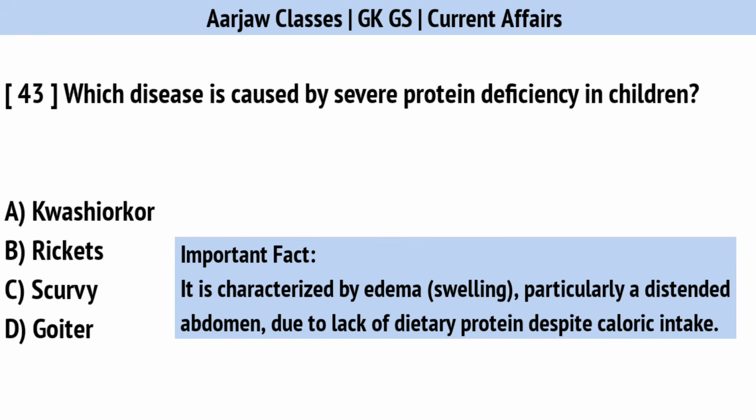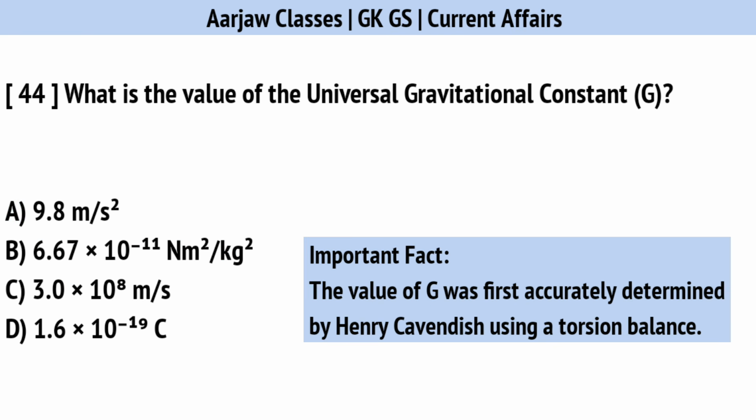Which disease is caused by severe protein deficiency in children? Right option is A, kwashiorkor. What is the value of the universal gravitational constant? Correct option is B, 6.67 times 10 to the power minus 11 Newton square meter per square kg.